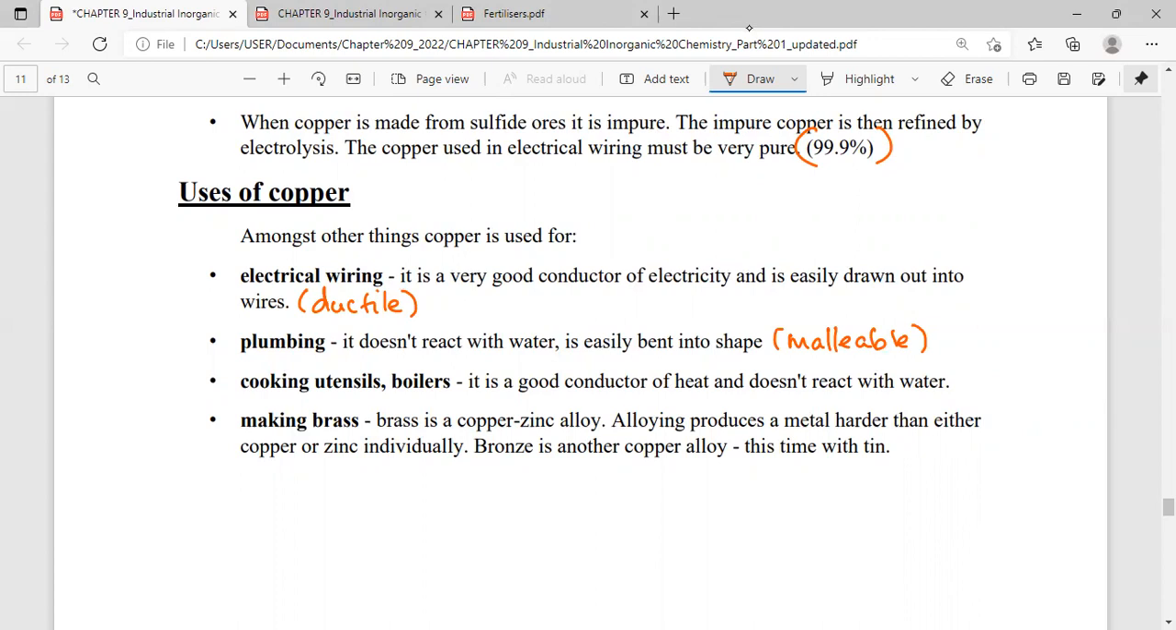So brass is an alloy of copper and zinc. Now, bronze is also another alloy, but here instead of zinc, you have copper and tin.